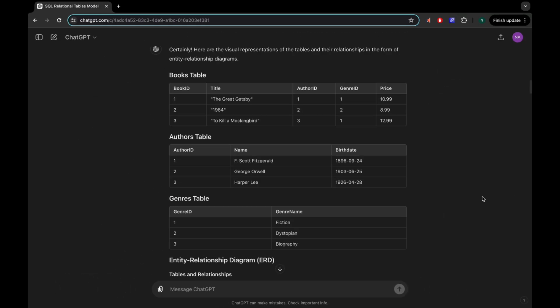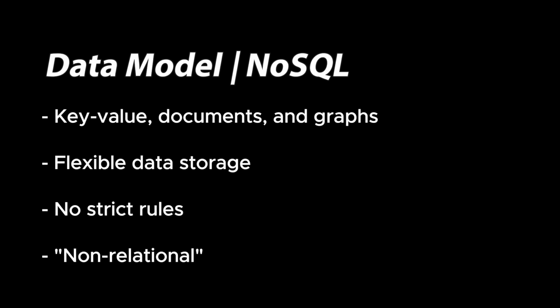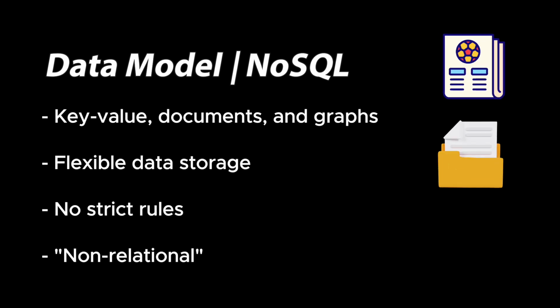You can see the connections between the tables. You can now see why they call it relational, because the tables are related. I got this example from ChatGPT by just quickly typing in how a SQL relational table database looks like. NoSQL databases use various data models, such as key values, documents, or graphs. They allow flexible data storage and do not follow the strict rules of organizing data into tables, making them non-relational.